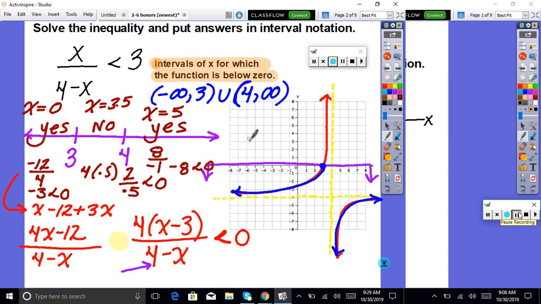Now the question is, from here you have a lot to think about. Was the 3 a parenthesis or a bracket? Well, the 3 was a 0, true? Could it be equal to 0 in this problem? No, so that would be a parenthesis on our 3. On 4, can we ever be a vertical asymptote? No, so no matter what, vertical asymptotes get parentheses. Does that kind of help? Okay, we'll do a couple more examples. So that's how we'll answer it. We'll instead use our visual representation.